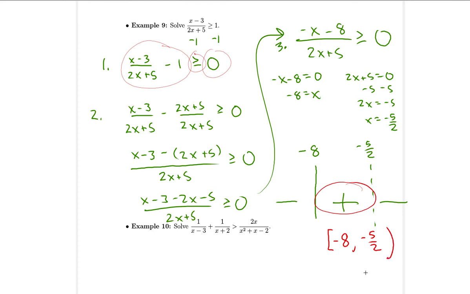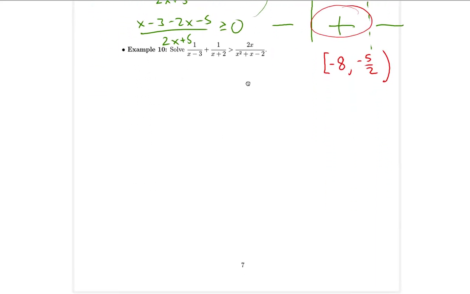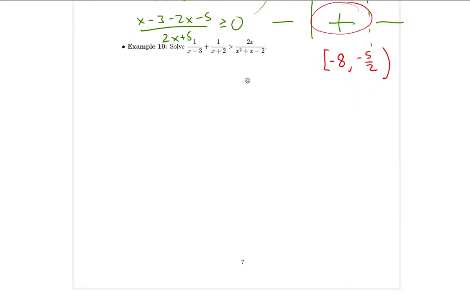All right. So example 10 would be a good opportunity to try this next one yourself. This one is a little tricky, but I would encourage you to try that one yourself. All right, so hopefully you paused and did that. Let's see if we get to the same thing. So remember, first things first, get everything on one side. So I'm going to move this one to the other side.